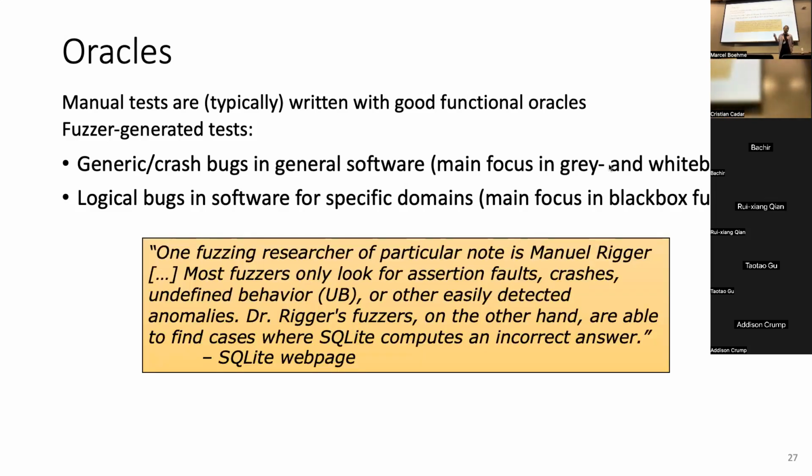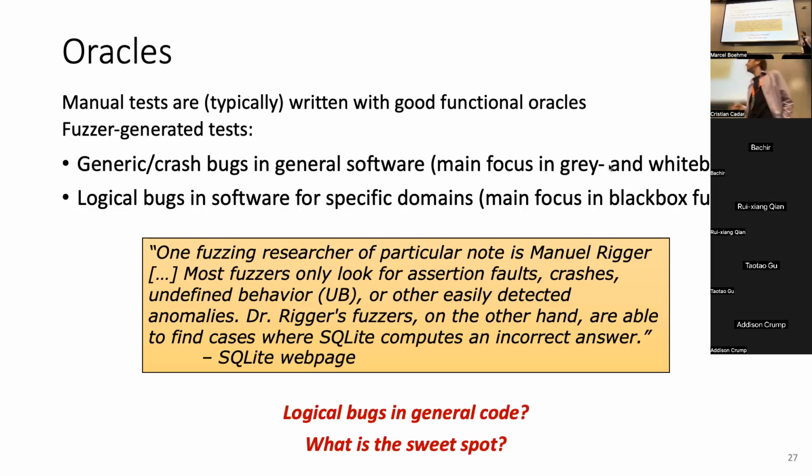So I had this quote here, and I think that if Manuel would be here, he would certainly blush. It says, one fuzzing researcher of particular note is Manuel Rieger, and I completely agree with that. This is actually from the SQLite webpage, all right? Most fuzzers only look for assertion faults, crashes, undefined behavior, or other easily detected anomalies. Now, I'm not sure if I agree that these are easily detected, but nevertheless, I think you kind of see where developers go with that, all right? Dr. Rieger's fuzzers, on the other hand, are able to find cases where SQLite computes an incorrect answer, right? So that's what they like to find, where the application computes an incorrect answer, not only whether it crashes or not.